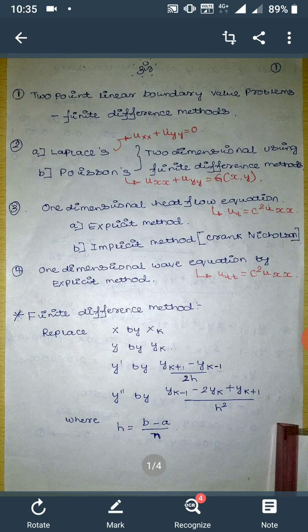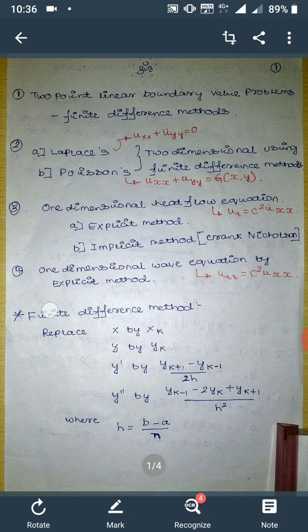In the second part, we have 2 varieties to solve 2-dimensional equations using Laplace as well as Poisson's equations. Say we have a Laplace equation which is of the form u(x) plus u(y) is equal to 0. And for the Poisson's equation, the left hand side remains the same, whereas on the right hand side we have a function.